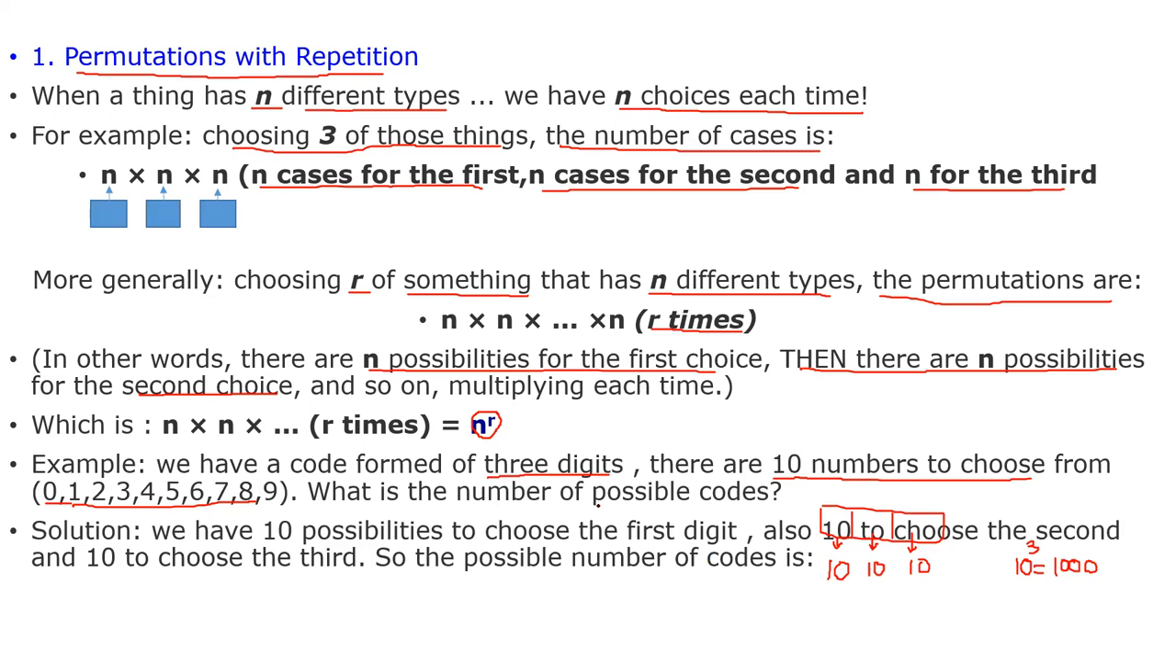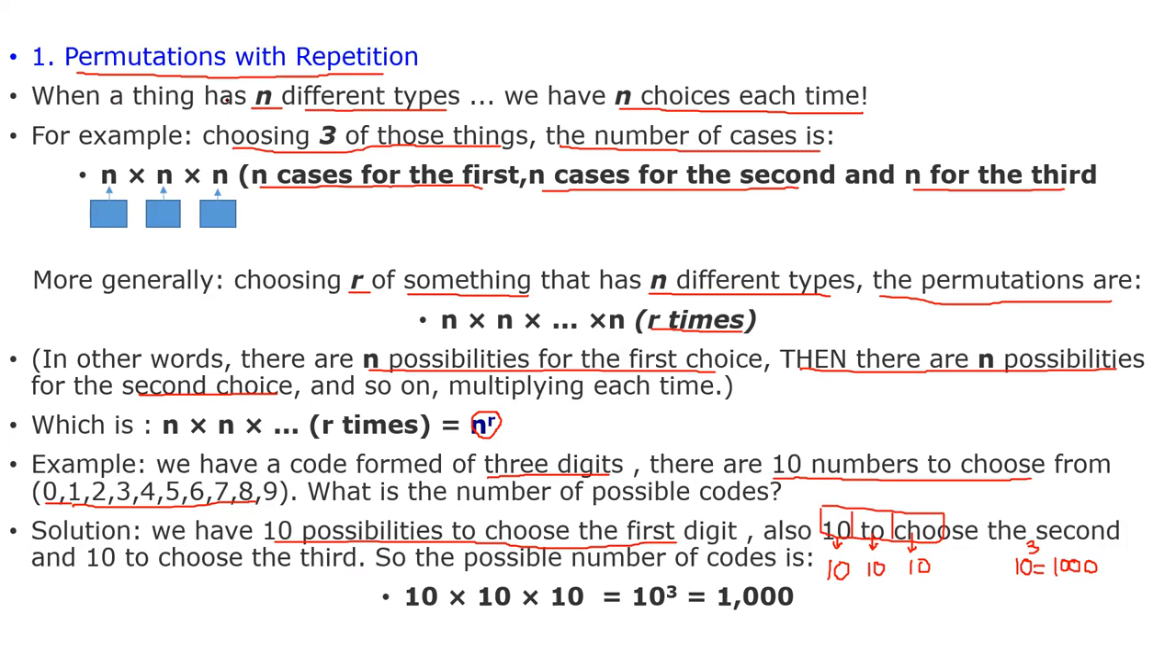So we have 10 possibilities to choose the first digit. Also 10 to choose the second, also 10 to choose the third. So the possible codes is 10 times 10 times 10, equal 10 cube. This is called a permutation with repetition.